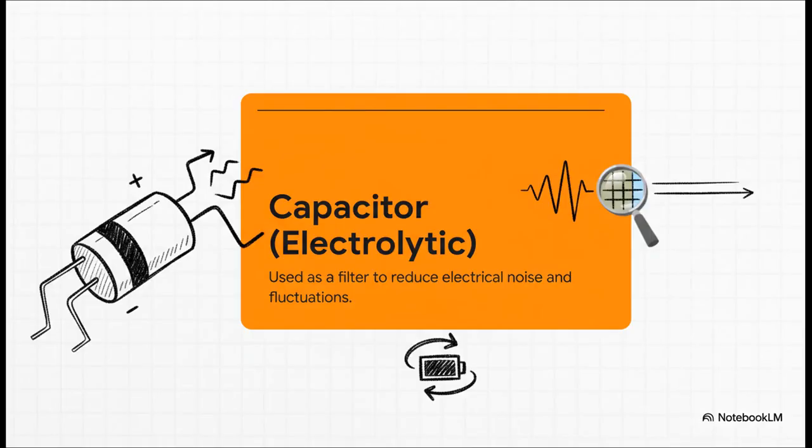Next up, we've got the capacitor. This one here is an electrolytic type. The easiest way to think of it is like a tiny, super fast charging battery. Its main gig is to act as a filter, smoothing out any little dips or spikes in the power. And here's a crucial tip. See how one leg is longer? That's the positive side. You have to connect it the right way or it won't work.